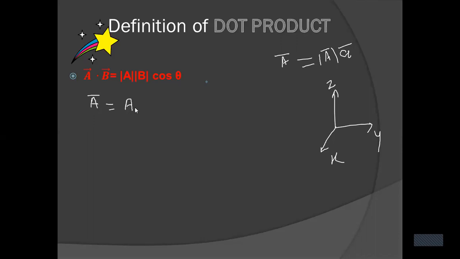For X, it is A bar X, only X if it is magnitude, right? Mod of A bar means its magnitude. So it is only AX into unit vector A bar X, right? Plus for the Y direction, it can be written as AY into unit vector A bar Y, plus for the Z direction, it is AZ into unit vector A bar Z, small a bar Z.